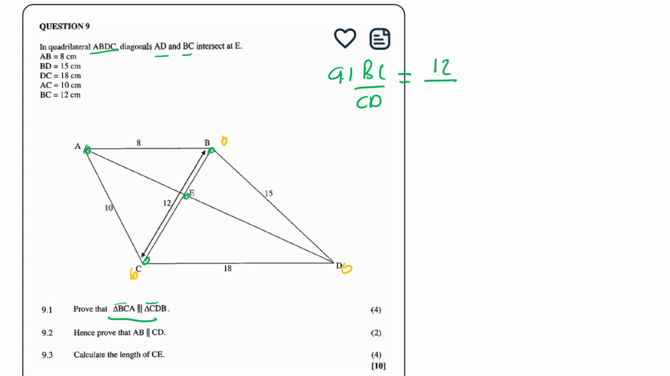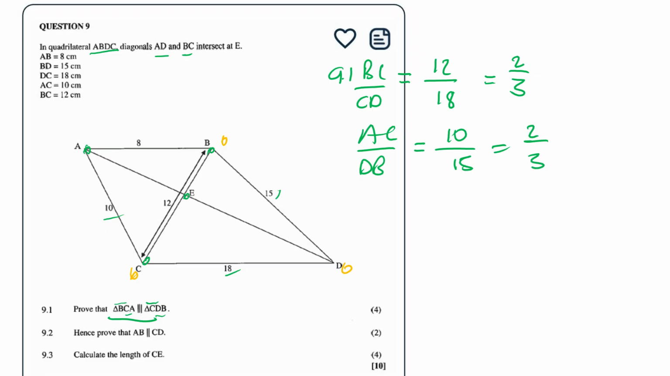12 over CD, it is 18, right? It is equal to 2 over 3. Therefore now we can take CA and DB. Therefore now we can say AC over DB, which is equal to our AC, it is 10, and our DB, it is 15, which is equal to 2 over 3.